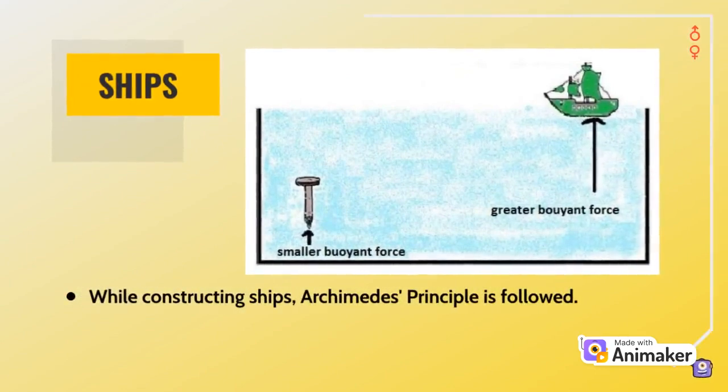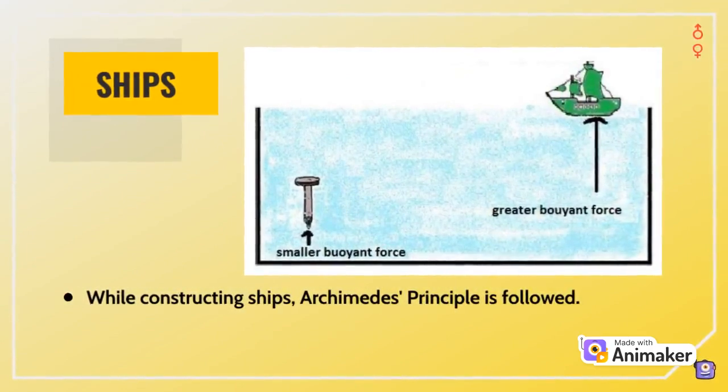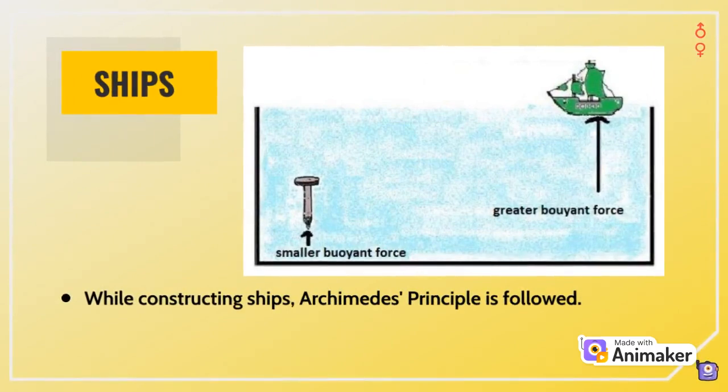While constructing ships, Archimedes' principle is followed. A large portion of the ship is kept hollow from inside, which maintains its density less than the water density. Hence, the weight of the ship becomes less than the weight of the water displaced by it, and a buoyant force of magnitude equal to the displaced water is exerted on the ship, and the ship floats on the surface of the water.